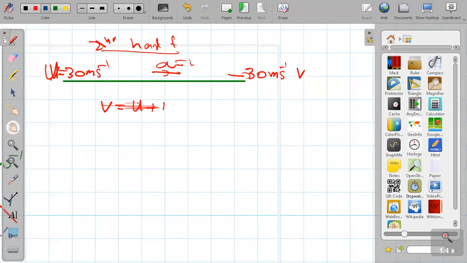I know the distance here. What is my displacement here? It's like some 225 meters. Right. How can I use it here?